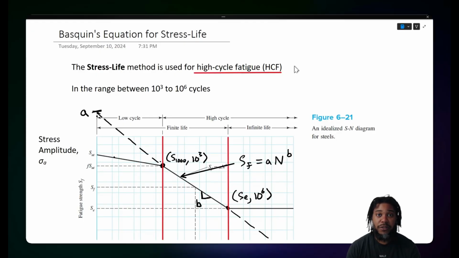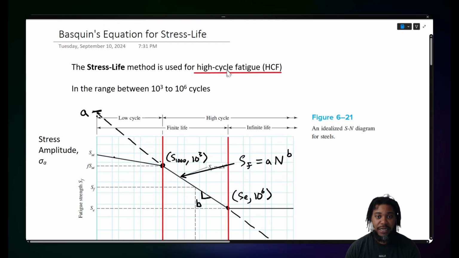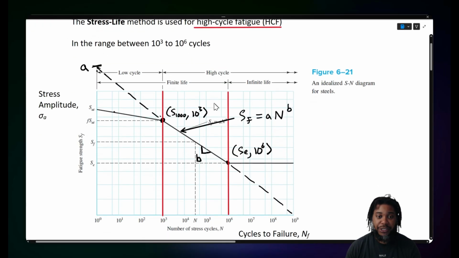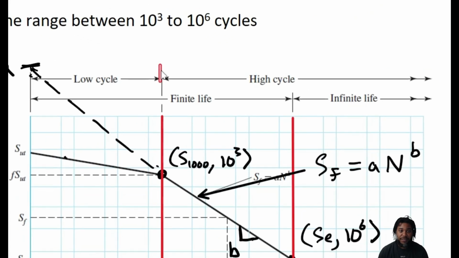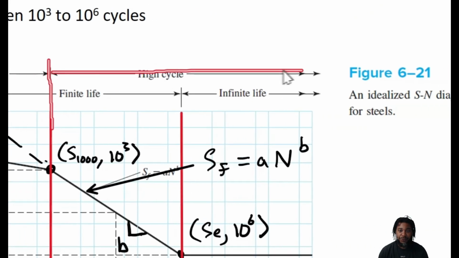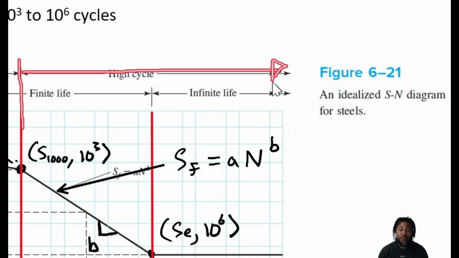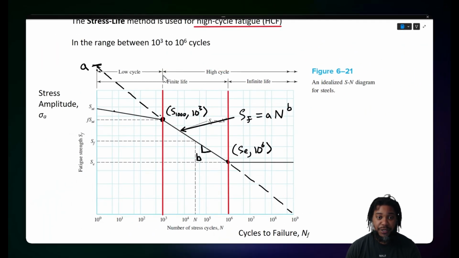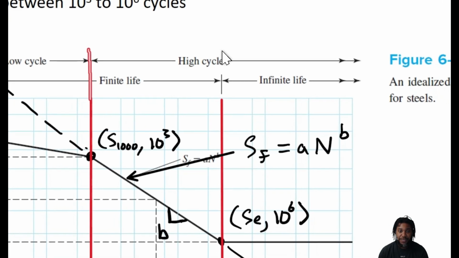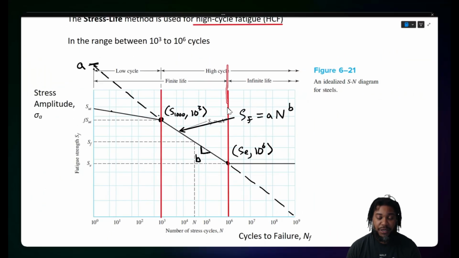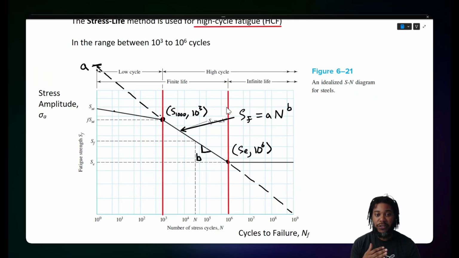Today we're going to learn about Basquin's equation and how to predict the cycles to failure for a given problem. Now, our stress-life method is used for high cycle fatigue. Generally, high cycle fatigue is defined as anything greater than 10 to the 3 cycles. However, the usefulness of Basquin's equation sits between 10 to the 3 and 10 to the 6 cycles. This is the region where, on a log-log scale, our data tends to have a linear relationship, right?